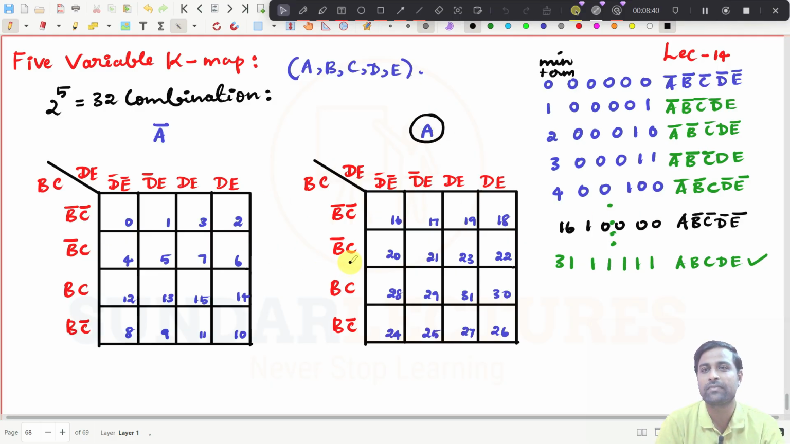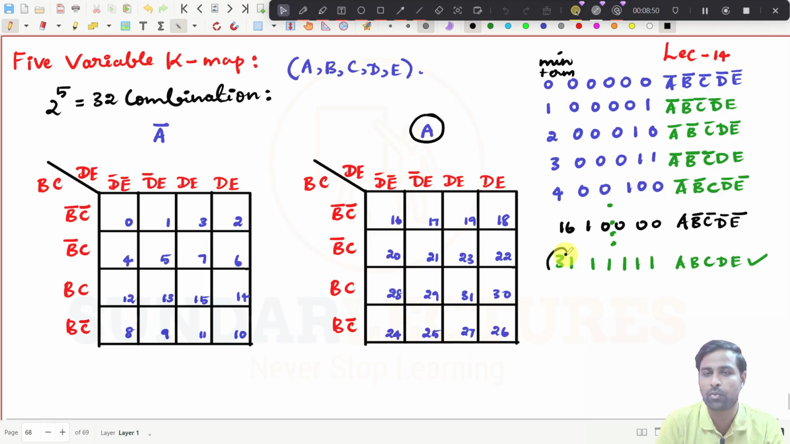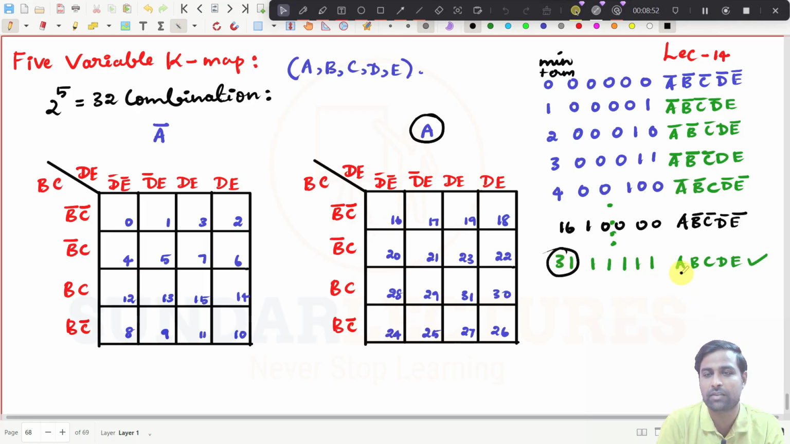This is A, right? So under A, you have to see B bar, C bar, D bar, E bar. B bar, C bar is here, D bar, E bar is here. So this is 16. And what is number 31? It is A, B, C, D, E. I have to see in this particular K map: B, C is here, D is here. So this cell is 31. It is coming over here.